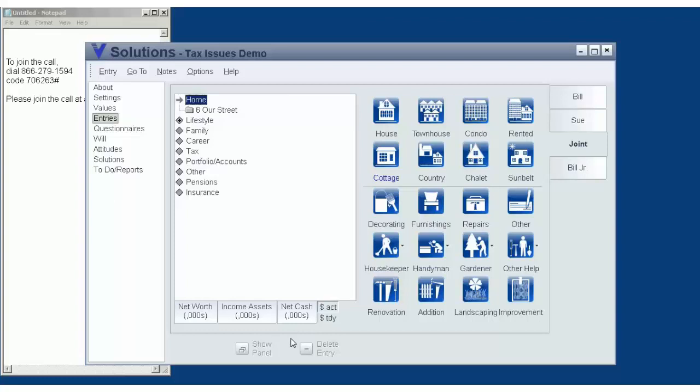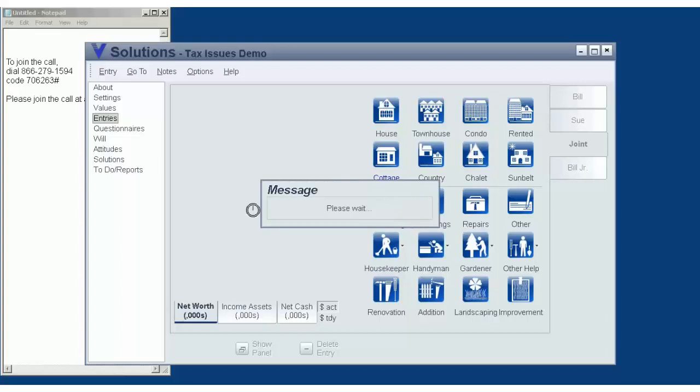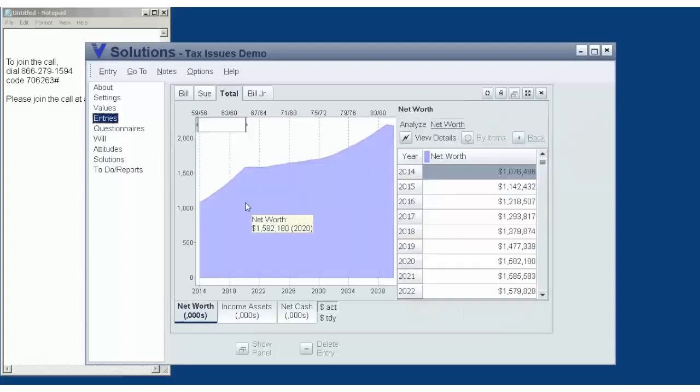The other thing I want to do is just give you a quick orientation to output. And you can see down here three major output series: net worth, income assets, net cash flow. So if I bring up net worth, and we'll look at it for a couple, net worth, of course, includes all assets minus liabilities. So we're talking about houses, cottages, retirement plans, virtually anybody's assets minus their liabilities at any point in time.